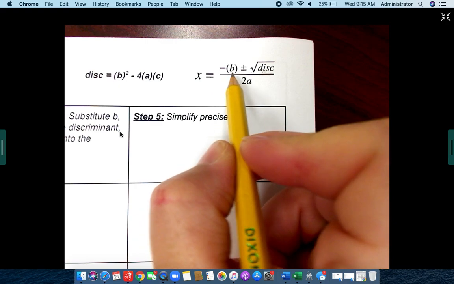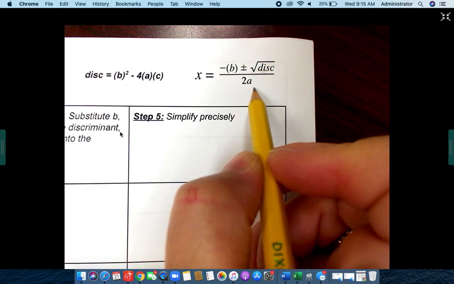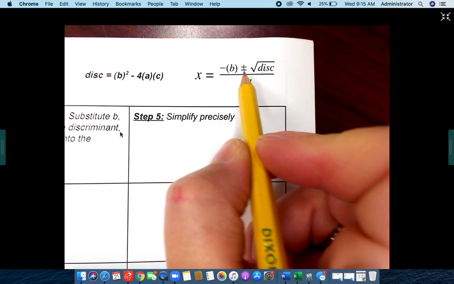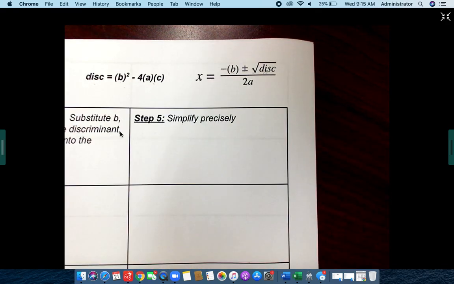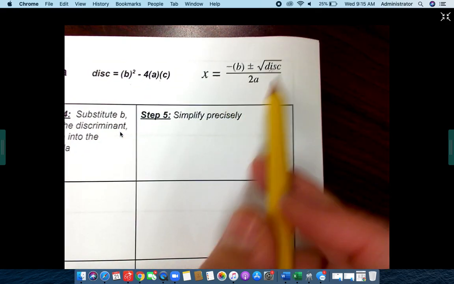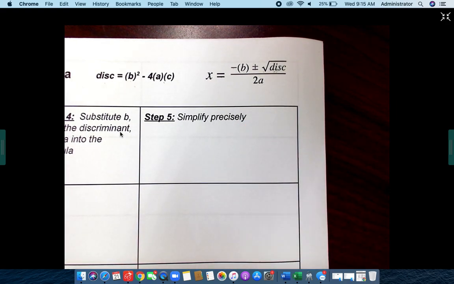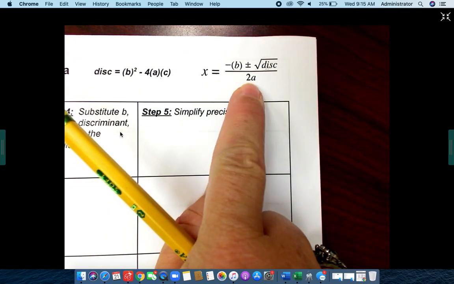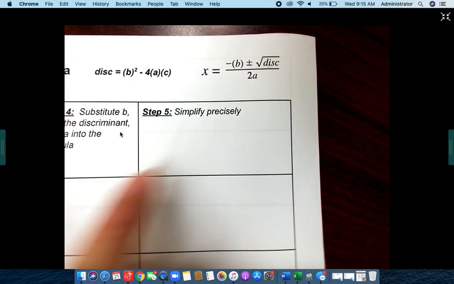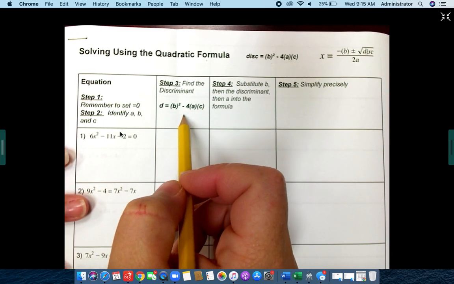X equals opposite b plus or minus the square root of the discriminant all over 2a. So maybe that tune, as I'm going through it, I'll kind of use it. I'll sing it. Y'all just forgive me for my singing. But when we substitute into this formula, we then simplify it. So we already did steps 1, 2, and 3 of using the quadratic formula, which began with finding the discriminant.